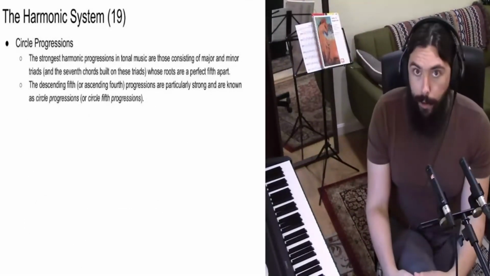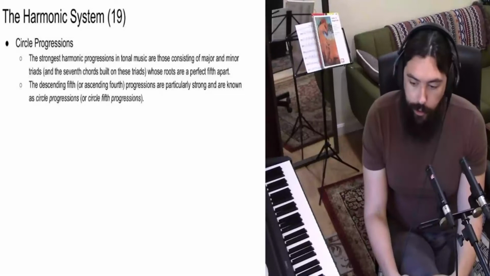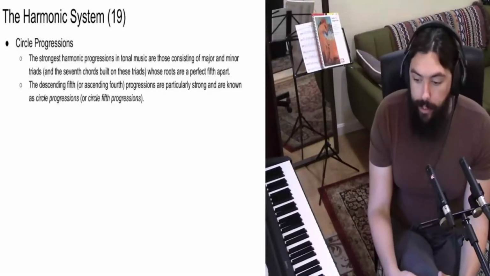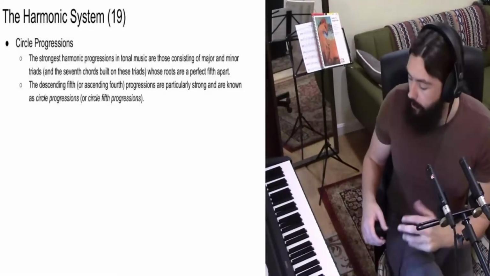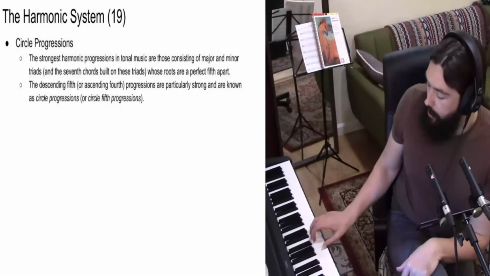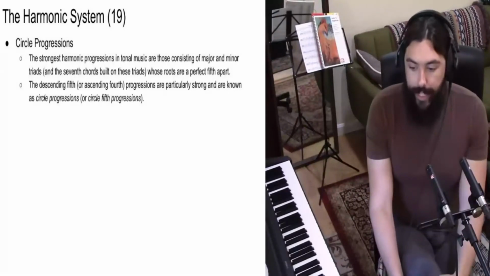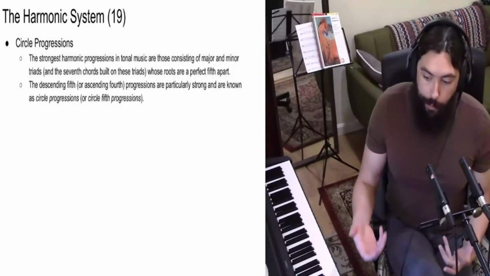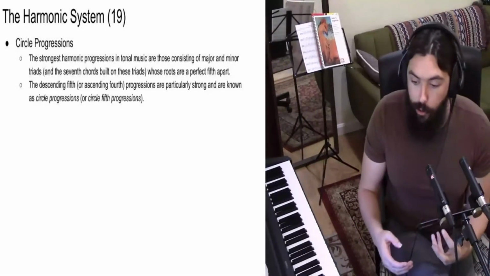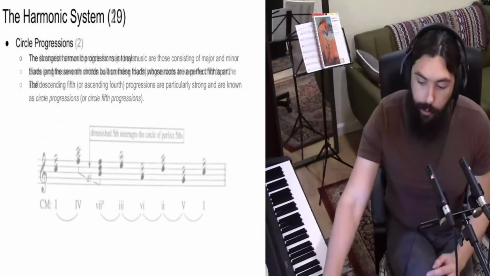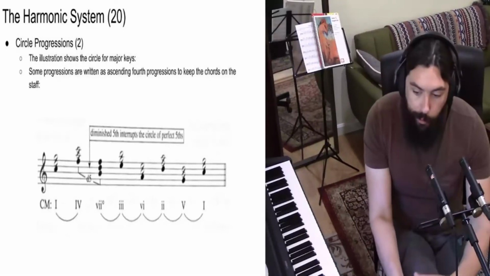The strongest harmonic progressions in tonal music are those consisting of major and minor triads and the 7th chords built on these triads, whose roots are a perfect 5th apart. That's the tonic and dominant relationship. The descending 5th or ascending 4th progressions are also particularly strong and are known as circle progressions, or sometimes circle 5th progressions. Let's take a look at one of these circle progressions.